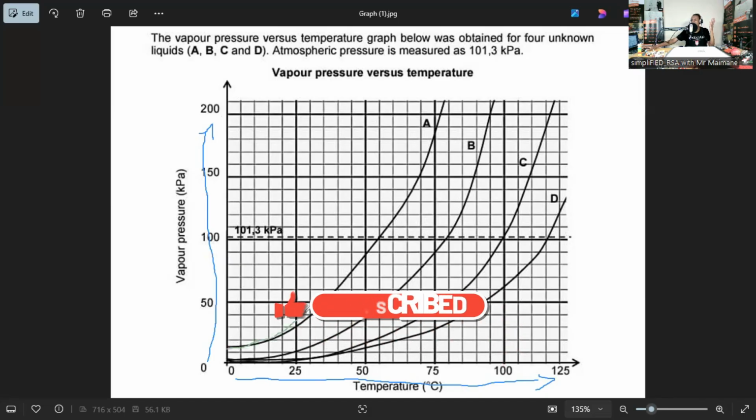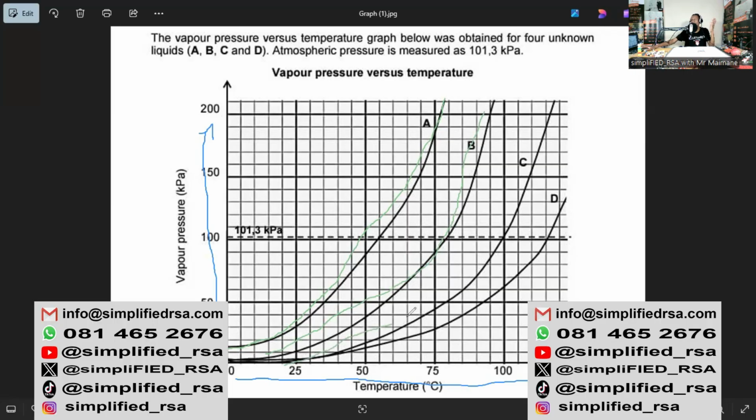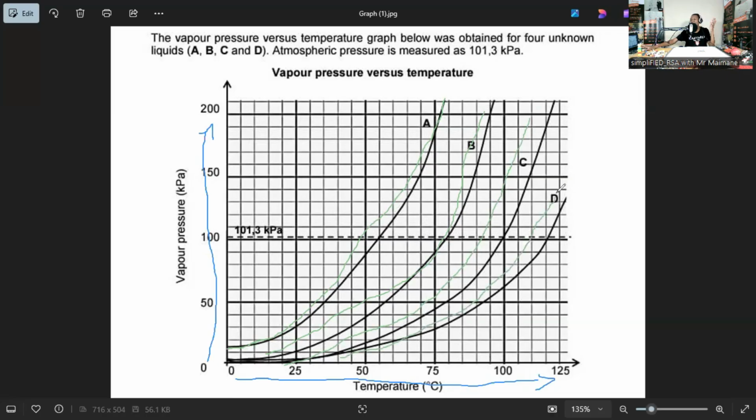As the temperature increases, the vapor pressure also seems to be increasing in that order for all the liquids, which means that vapor pressure is directly proportional to the temperature. As temperature increases, the vapor pressure also increases. So that would be the relationship for 3.7. To answer 3.7, you just have to say, when temperature increases, vapor pressure also increases, because temperature is our independent variable. Or just saying vapor pressure is directly proportional to temperature would also give you the full mark for 3.7.